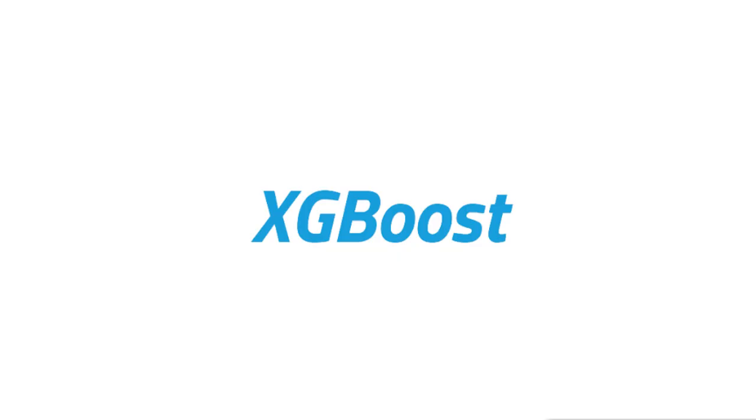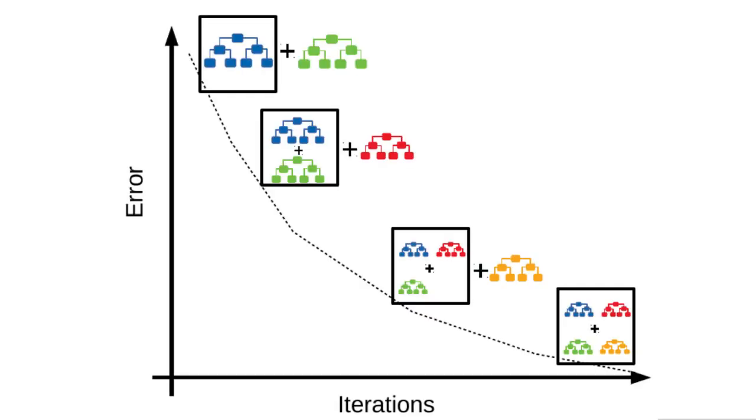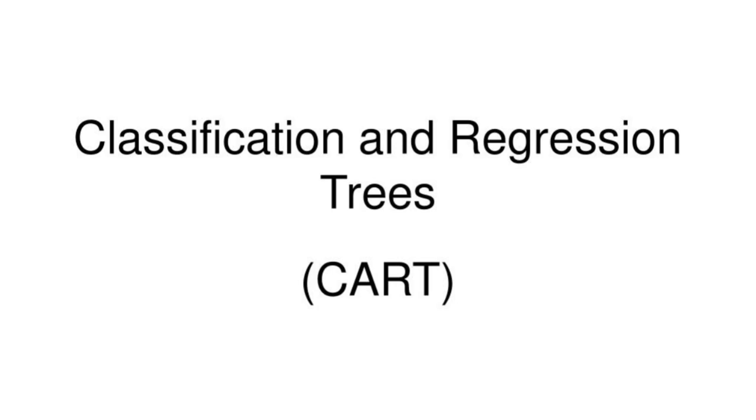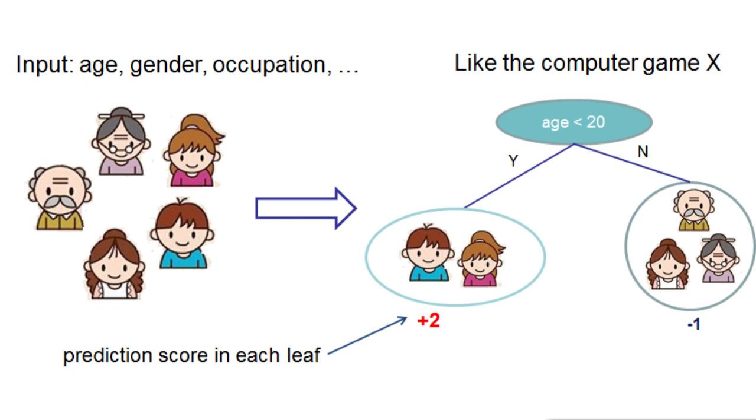The XGBoost model is a powerful machine learning algorithm that belongs to the family of gradient boosting algorithms. It sequentially builds a strong predictive model by combining multiple weak learners, typically decision trees. However, unlike random forest, XGBoost uses a different approach to constructing decision trees called classification and regression trees, also called CARTs. In CARTs, each tree is built by recursively partitioning the data into subsets based on the features that best separate the data according to the target variable.